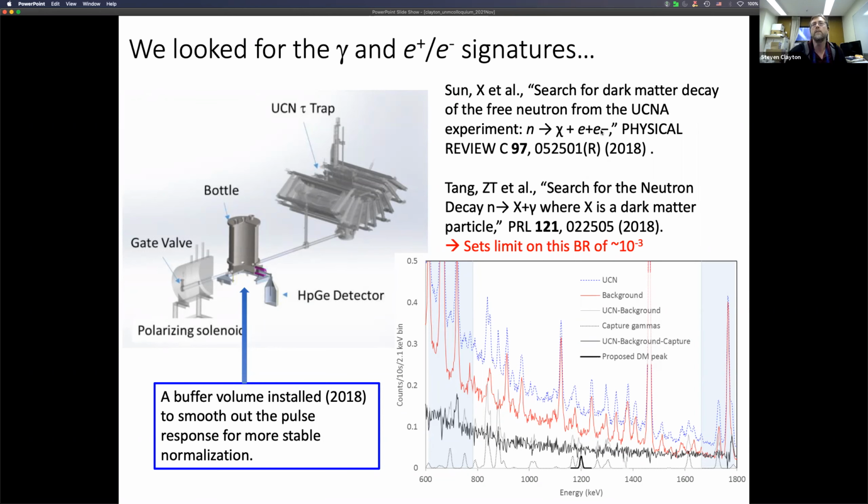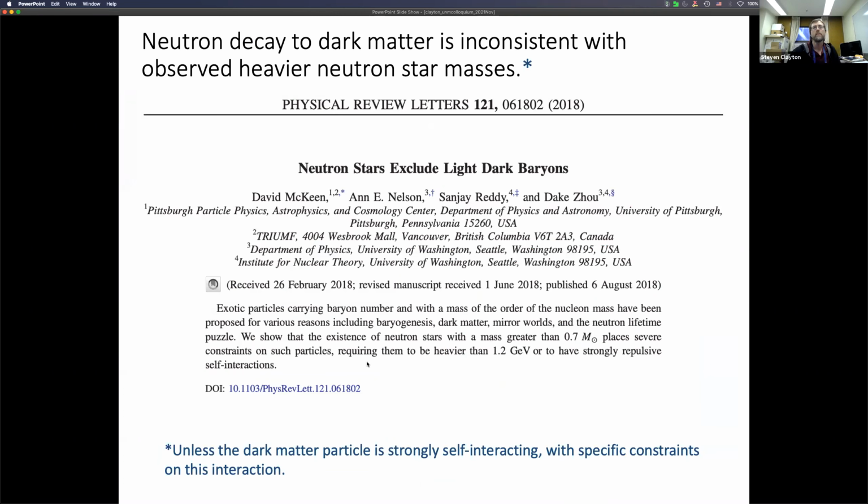Furthermore, as far as the e+ e- decay signature, for that we had data already in the can from the UCNA, that beta decay asymmetry experiment. One graduate student at Caltech reanalyzed that data looking for this specific signature, and he was able to rule that out as well. So at least in that way, it's not there.